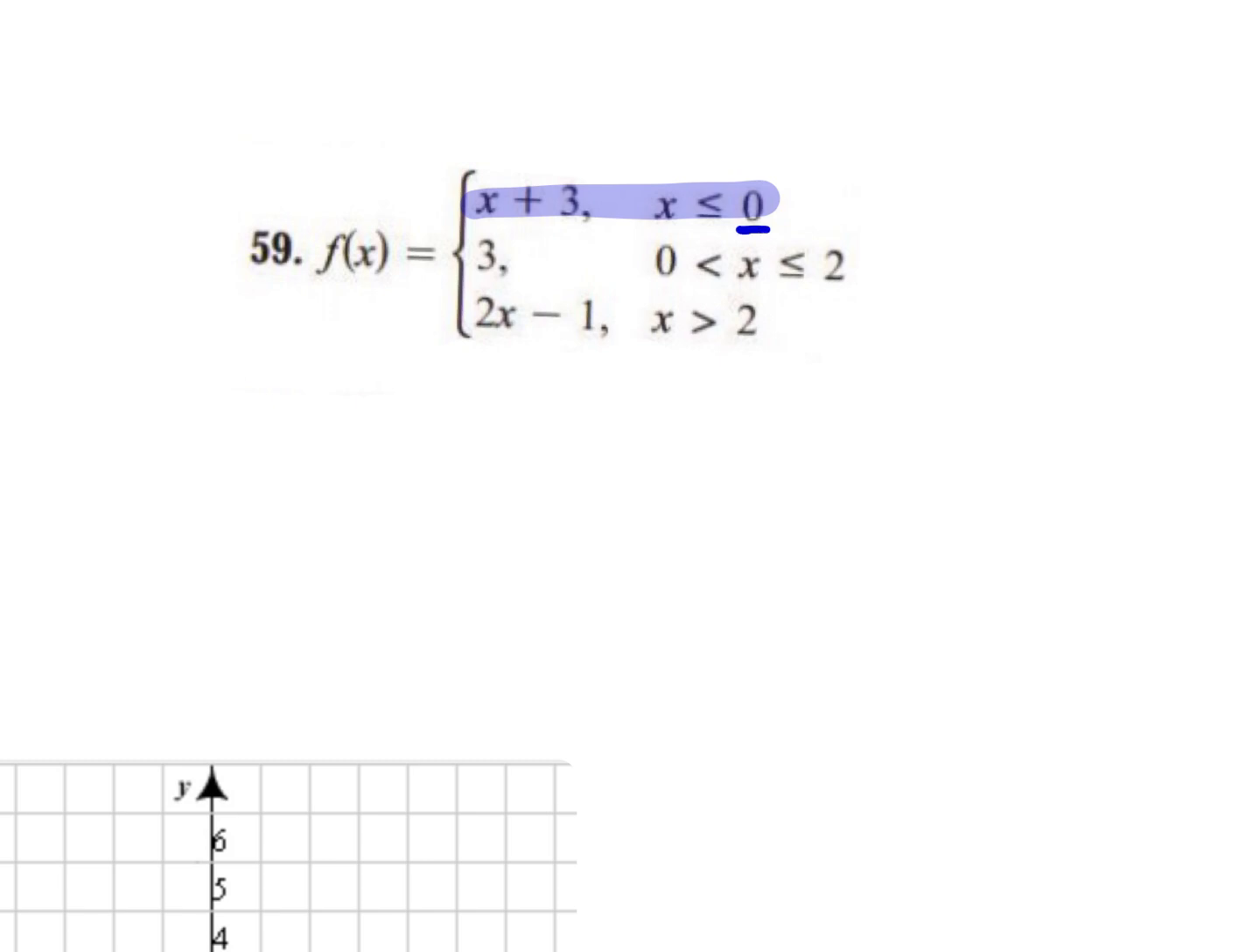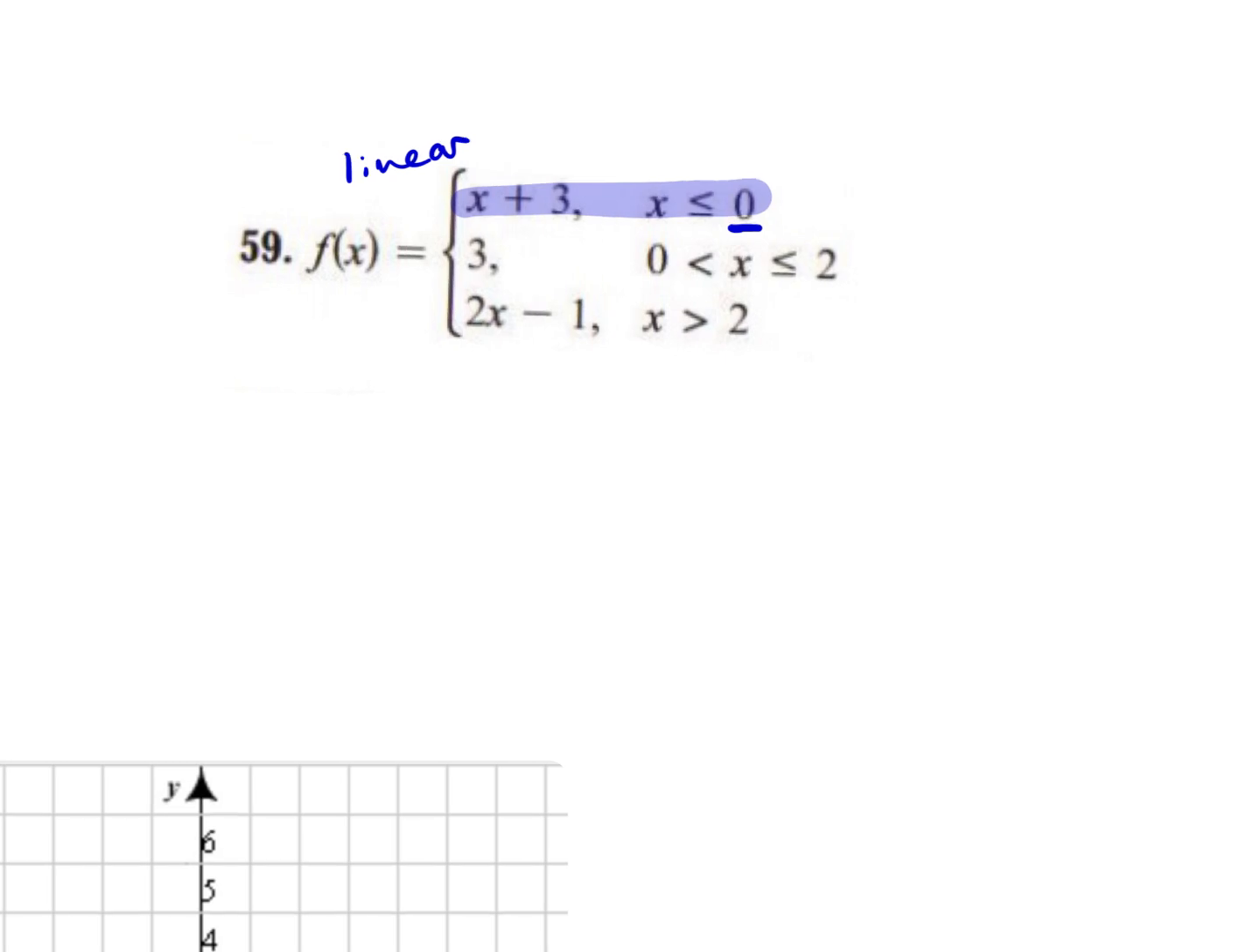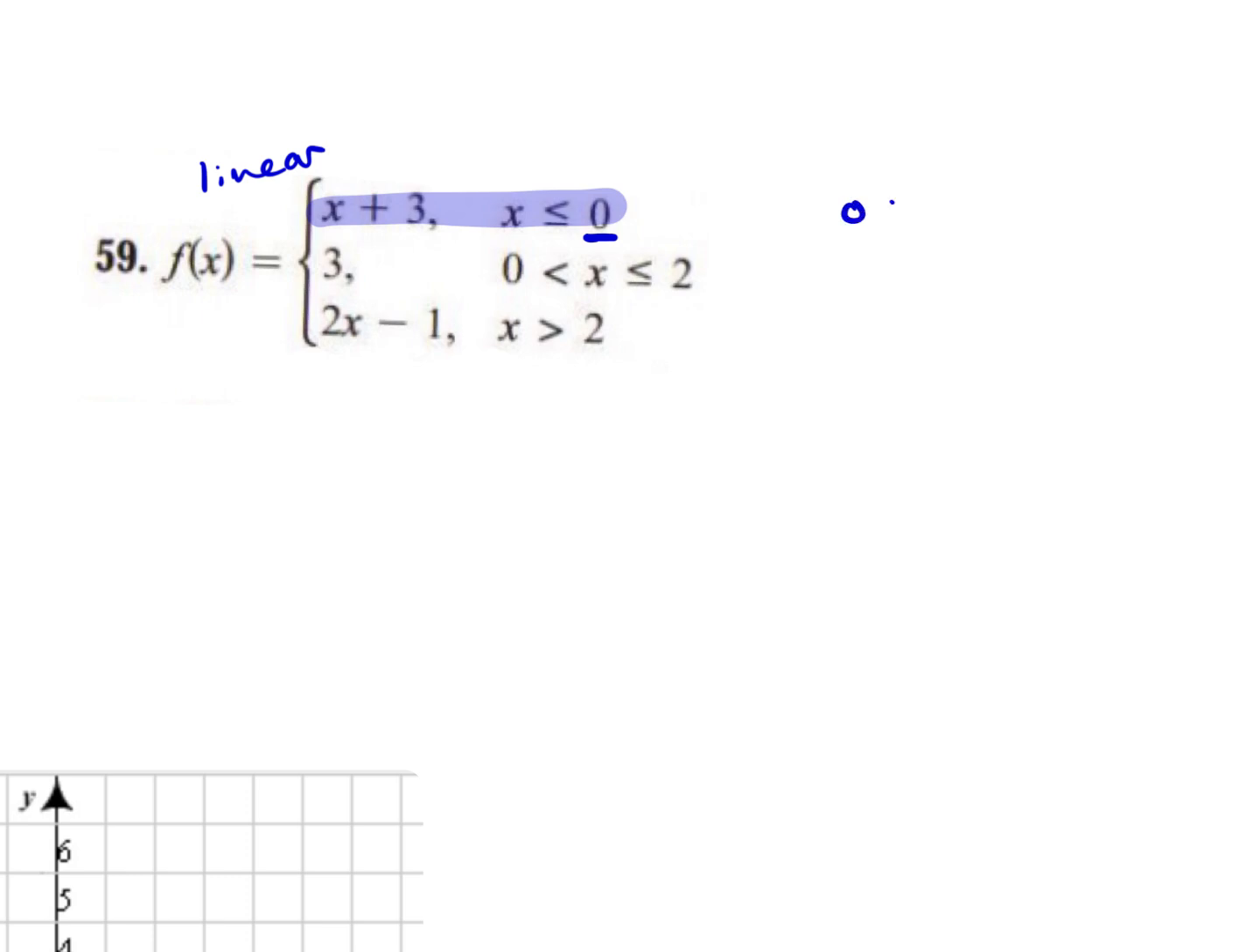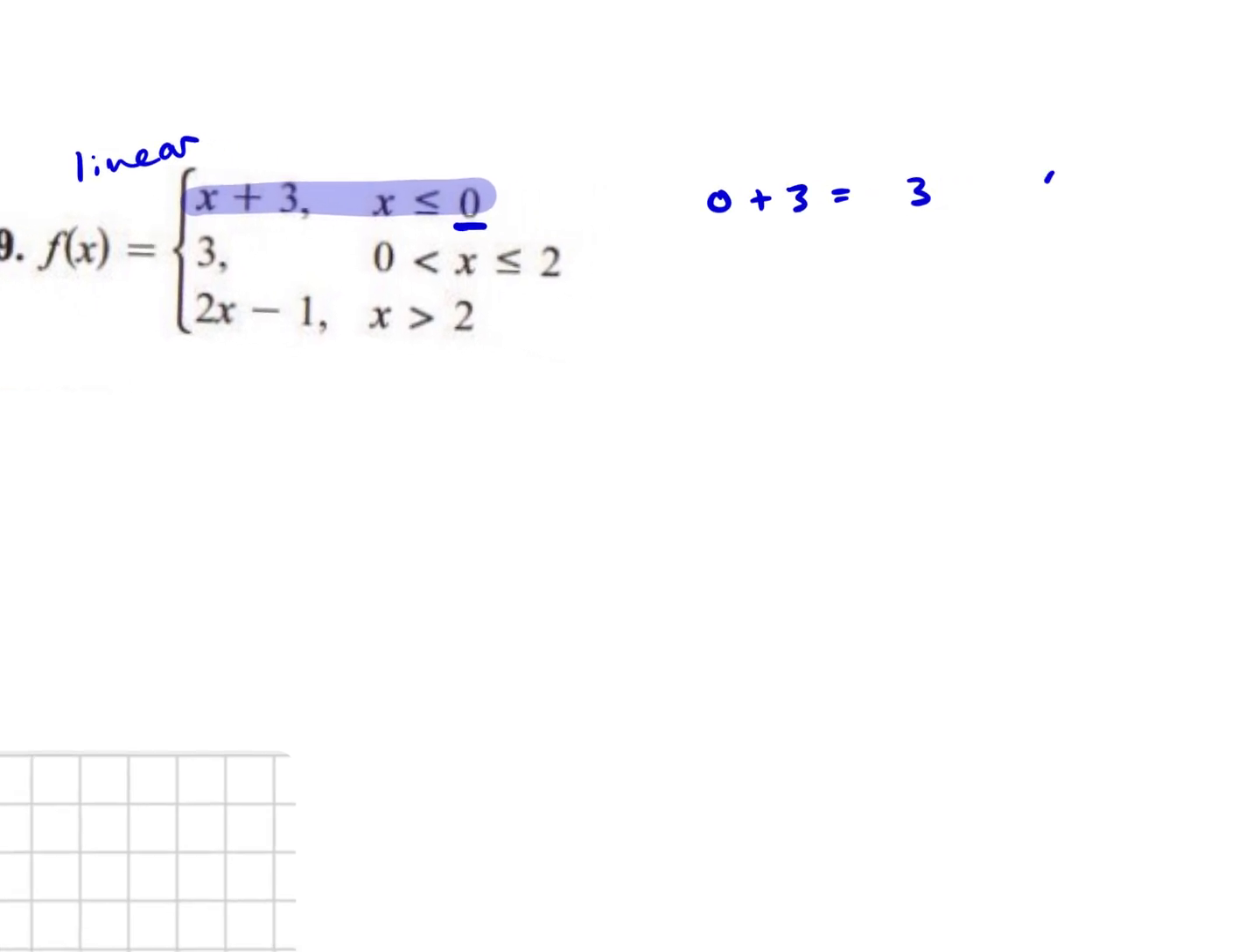What's the shape of this part of the graph? Yes, it is a line. It's in the form of y equals mx plus b, so it's linear. It's going to be a line. So let's start by plugging in 0. We have 0 plus 3 would be 3. So my first point, I plugged in 0 for x and got 3 for y.